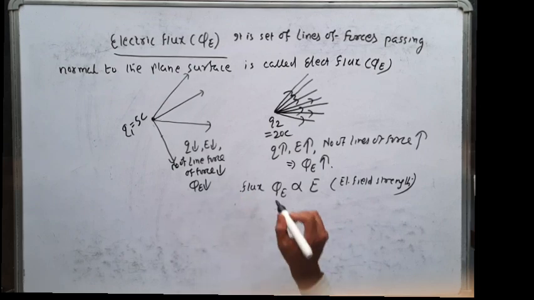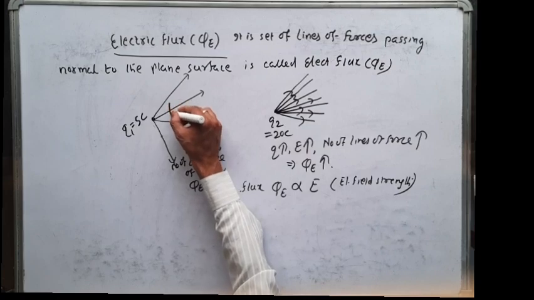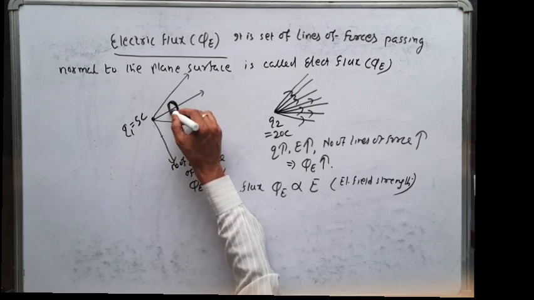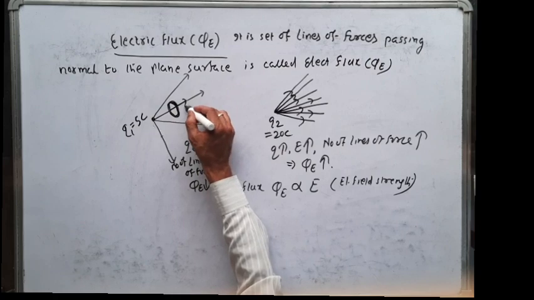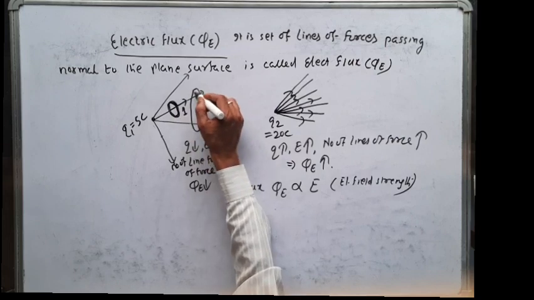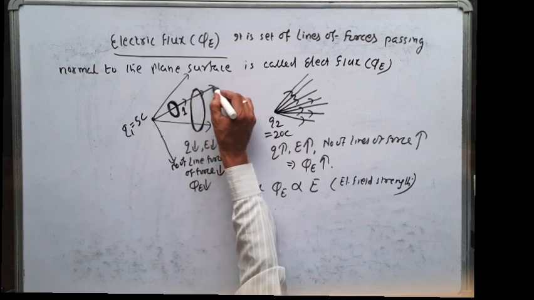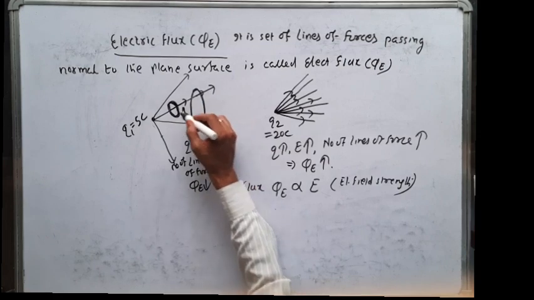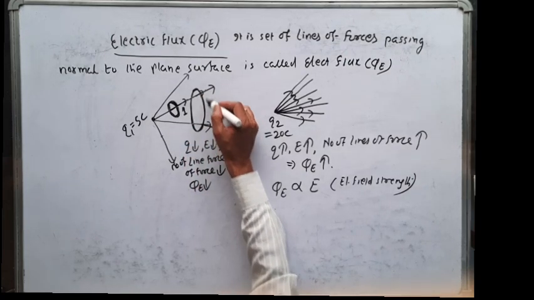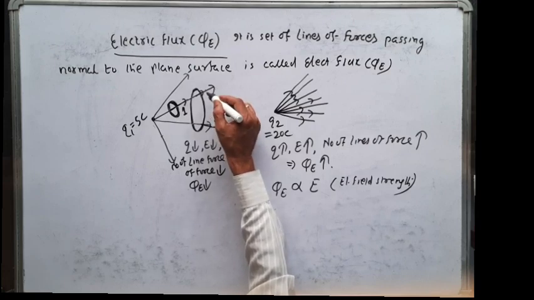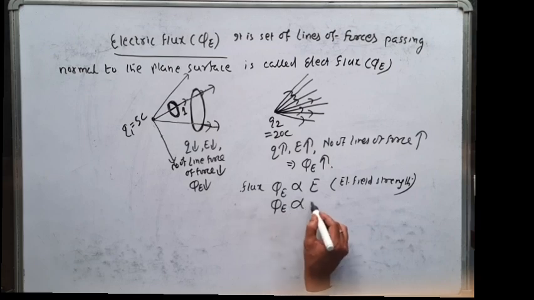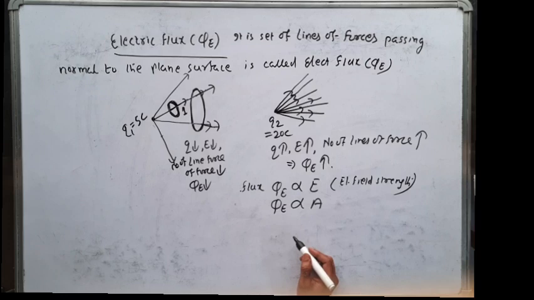Another factor: let us say, for the same charge you take a small area here. What is the number of lines of force passing through this small element? 1. Now I will take a bigger area. If the area increases, what will happen? The number of lines of force will also be more. Here in the small area, 1 line of force was passing. Here in the bigger area, the number of lines of force passing is more. That means if the number of lines of force is more, flux is more. So what is the conclusion now? The electric flux is directly proportional to the area. I think it is clear.